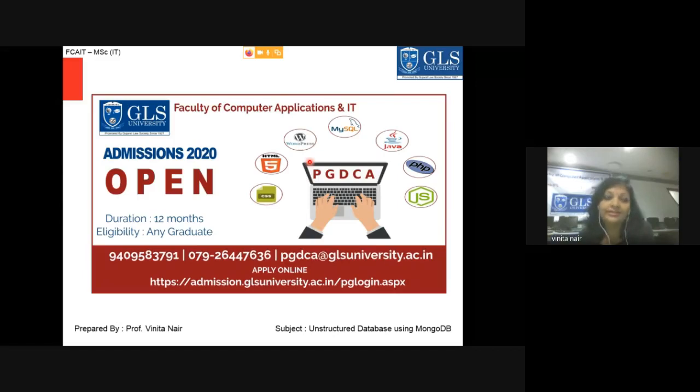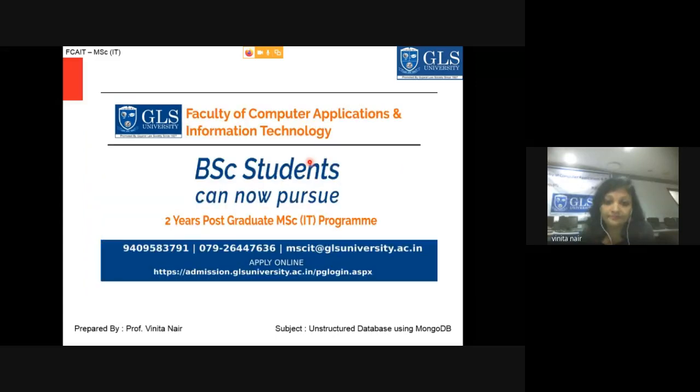Commerce students and science students can also come to this IT field by joining the PGDCA program, which is a 1 year course. And these are the applications and the tools which have been covered in PGDCA. And apart from this, this year the government has also announced that BSc students can also join the MSc program, and the bridging course will be done by the MSc program itself.